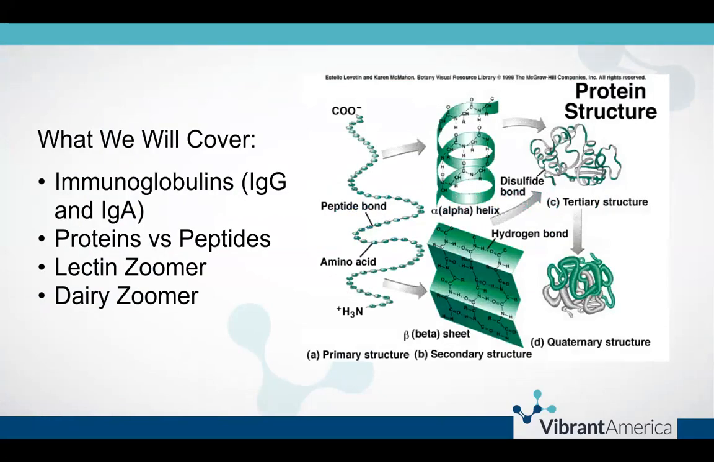In this module, we are going to go over a basic overview of immunoglobulins. Primarily, we're looking at IgG and IgA, as well as the various types of immune responses. We'll dive into a discussion about proteins and peptides and why that's important to understand before interpreting these tests. And then we'll walk through lectin zoomer and dairy zoomer as far as important points to know about the test and interpretation.